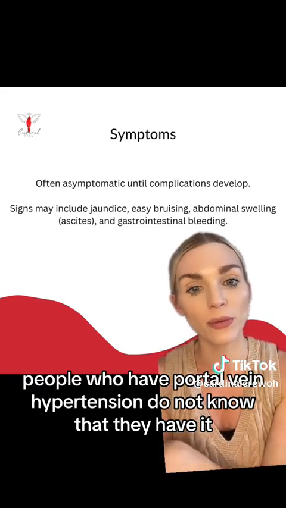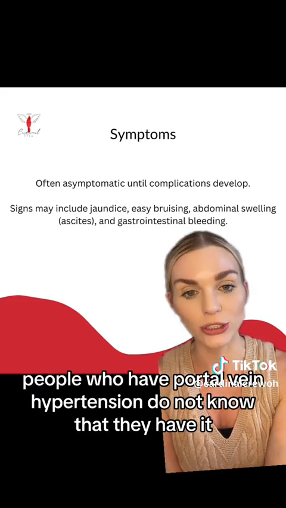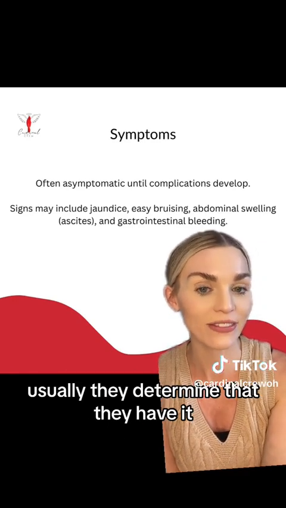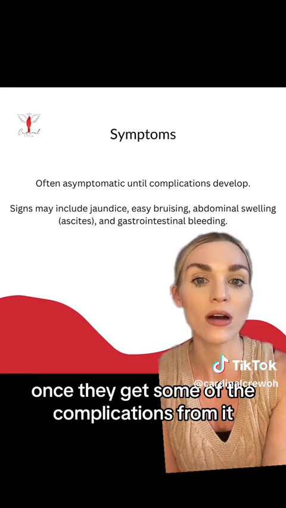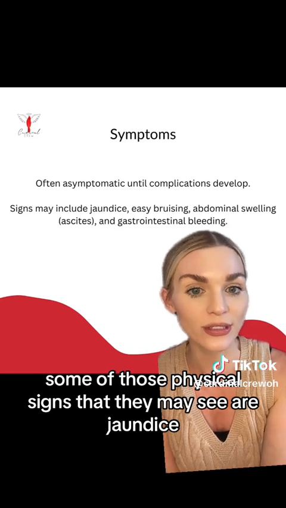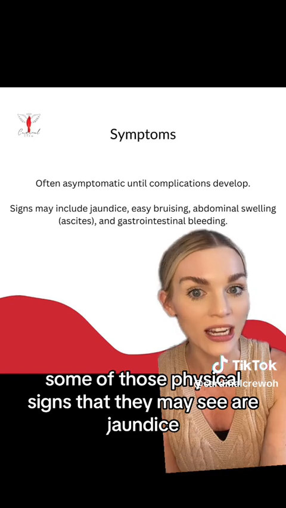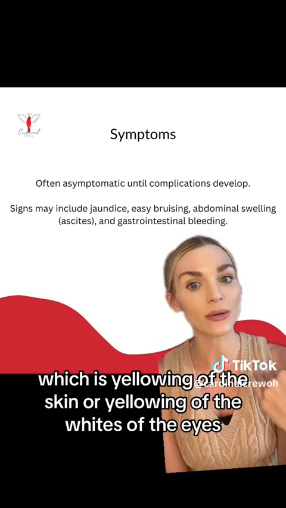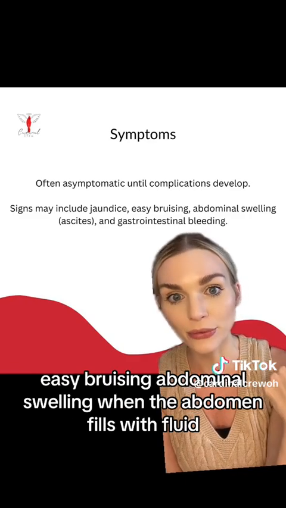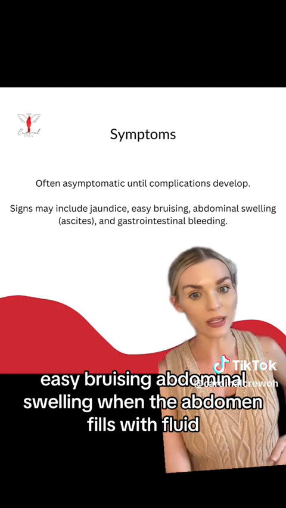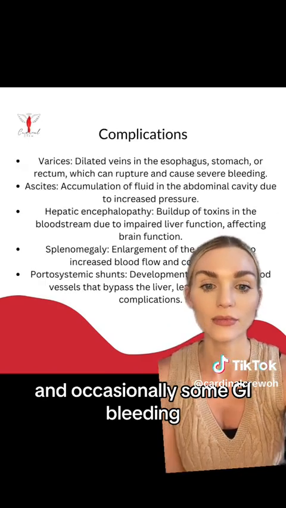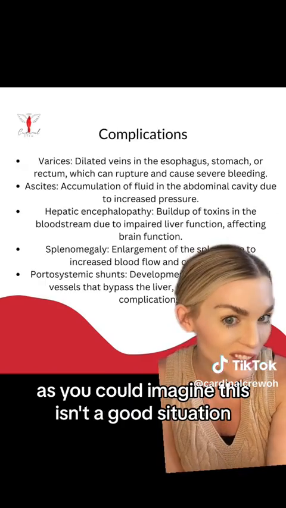A lot of times people who have portal vein hypertension do not know that they have it. Usually they determine that they have it once they get some of the complications from it. Some of those physical signs that they may see are jaundice, which is yellowing of the skin or the whites of the eyes, easy bruising, abdominal swelling when the abdomen fills with fluid, and occasionally some GI bleeding. As you could imagine, this isn't a good situation.